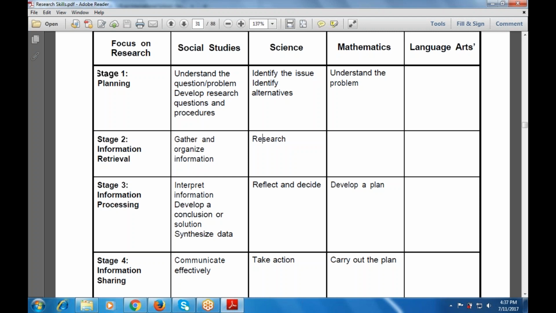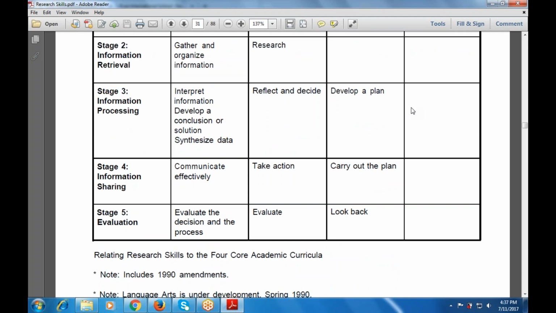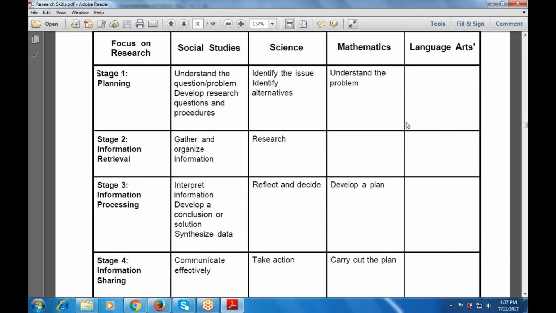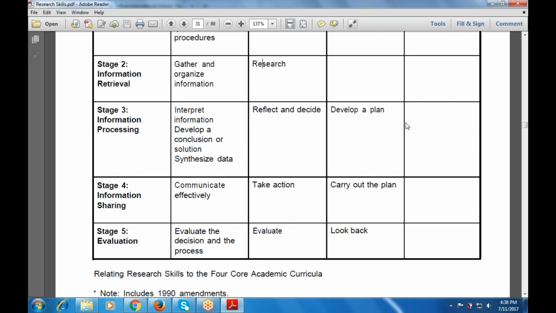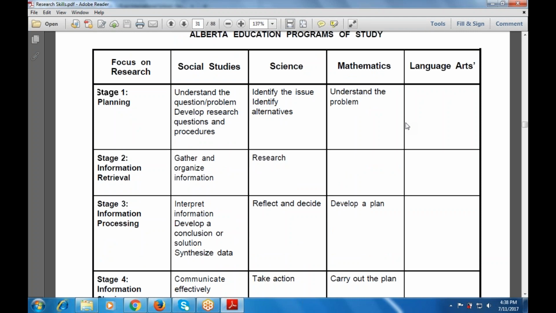So stage 1 is planning, stage 2 is information retrieval, then information processing, sharing, evaluation. That depends on the subject, that is either social science, science or mathematics. In this, only 3 subjects are focused on. So if I'm talking about the processing, in the social science, it is said to interpret the information, develop a conclusion or solution, synthesize the information. Then in the science, it is reflecting and deciding. Then in mathematics, it is developing a plan, develop a strategy.